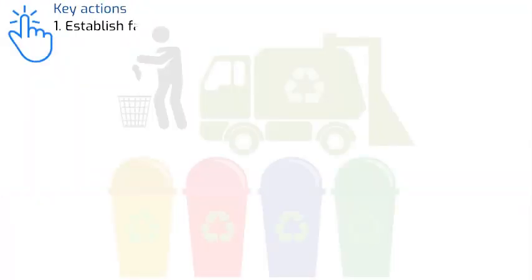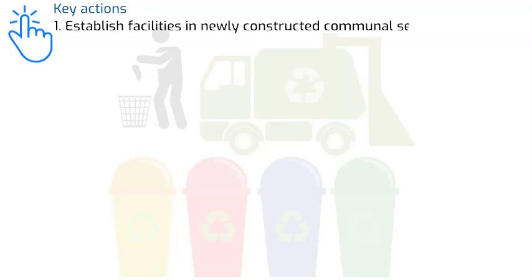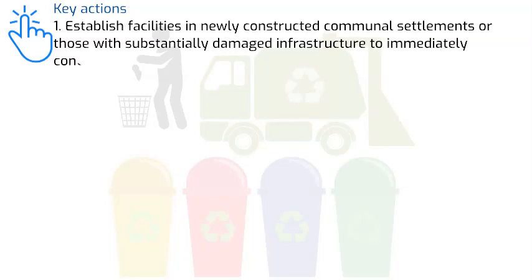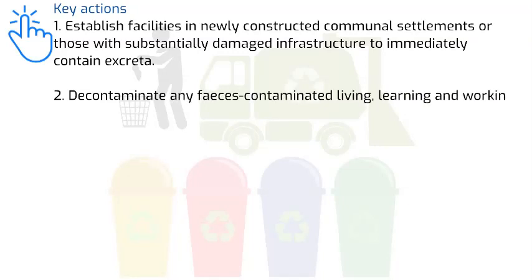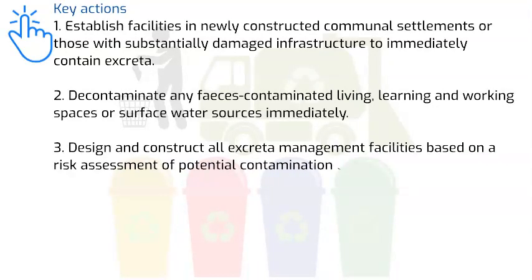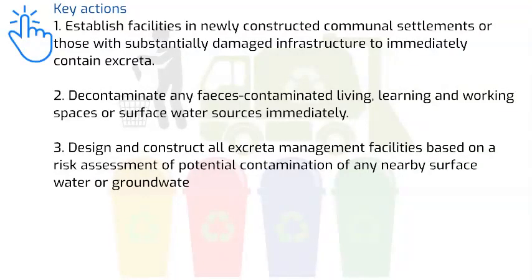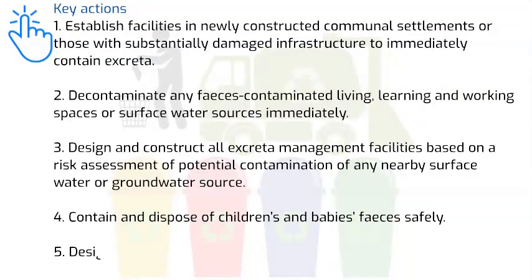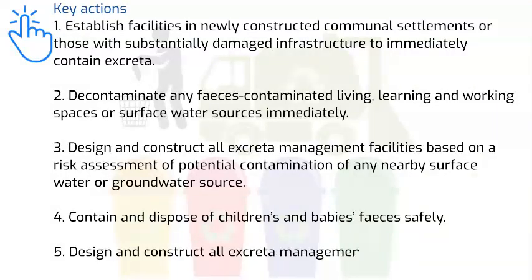Key actions. 1. Establish facilities in newly constructed communal settlements or those with substantially damaged infrastructure to immediately contain excreta. 2. Decontaminate any feces contaminating living, learning and working spaces or surface water sources immediately. 3. Design and construct all excreta management facilities based on a risk assessment of potential contamination of any nearby surface water or groundwater source. 4. Contain and dispose of children's and babies' feces safely. 5. Design and construct all excreta management facilities to minimize access to the excreta by problem vectors.